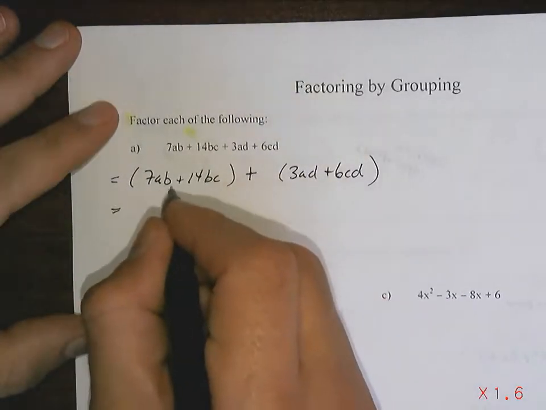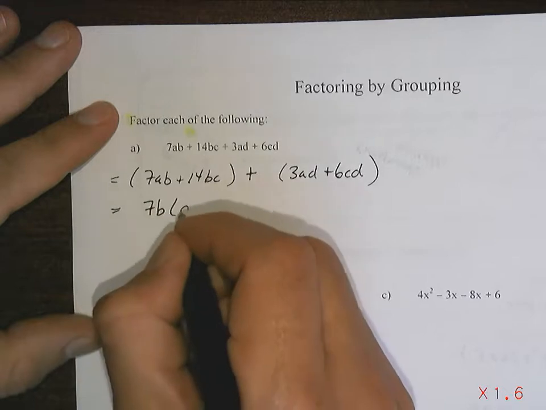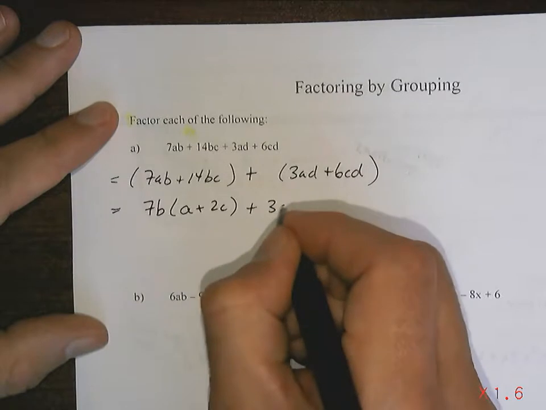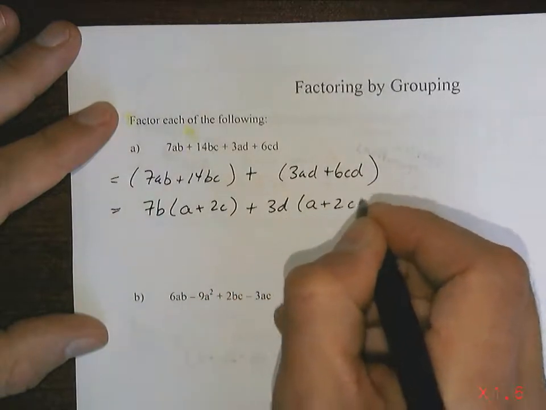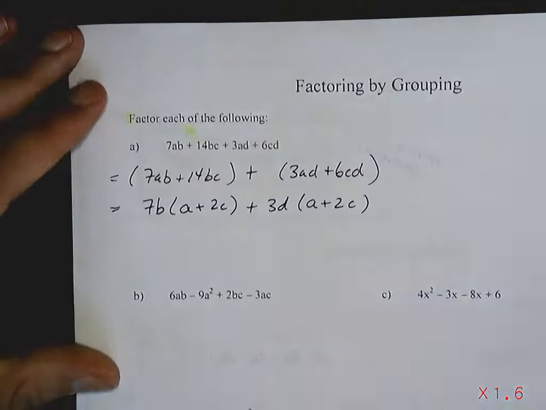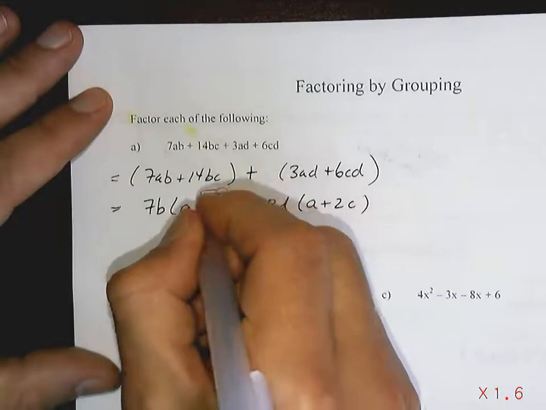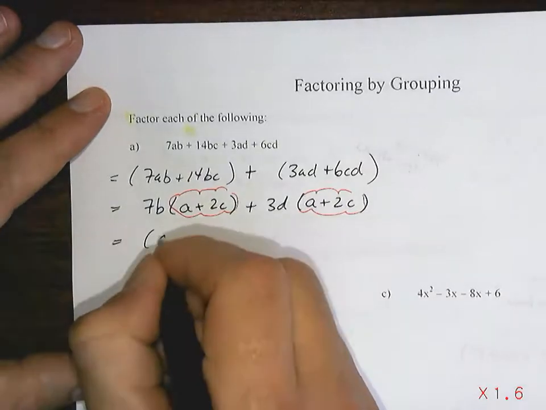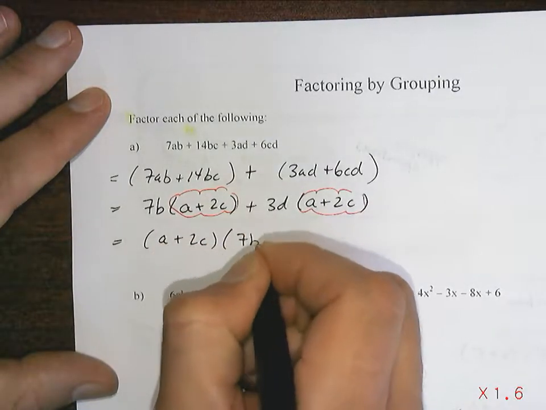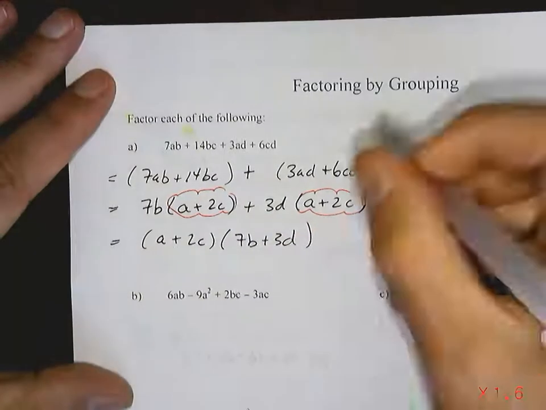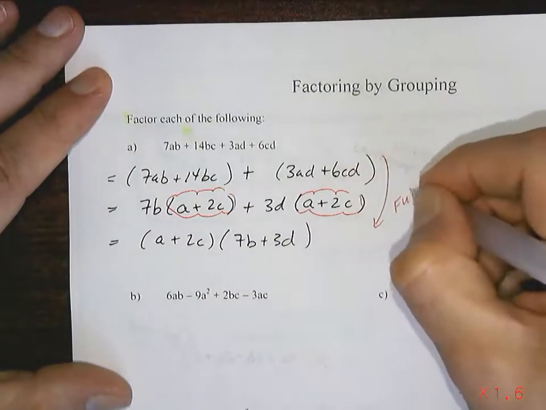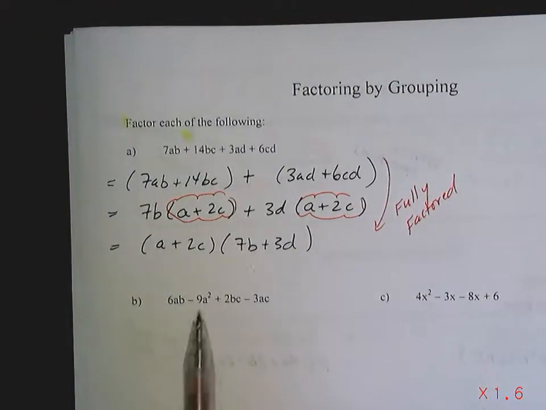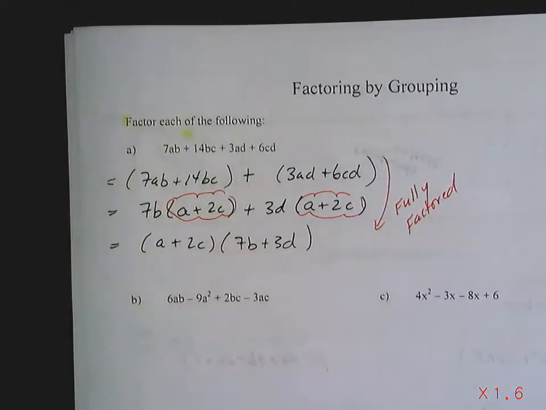I can take out a 7 and a b, leaving me with a plus 2c. I can take out a 3 and a d, leaving me with a plus 2c. Totally cool! Do you see what I see? Binomial, binomial, they're the same. A plus 2c, 7b plus 3d. Life is grand. This is called fully factored. We got it down to a binomial times a binomial, which is totally cool.